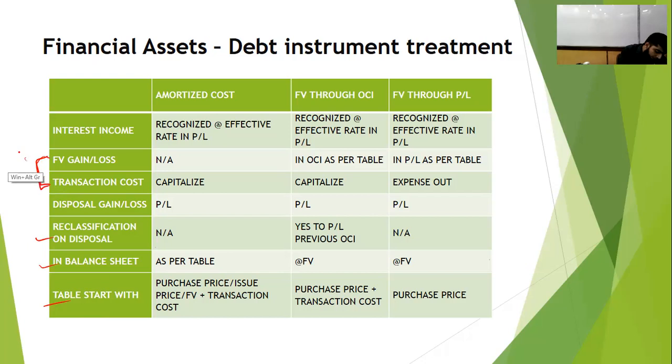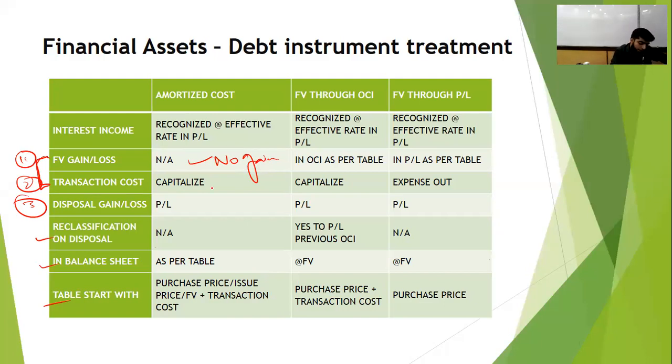That is, number one, fair value gain or loss; number two, transaction cost; and number three, disposal gain or loss. That is where we are going to record these. If you are following amortized cost, there will be no fair value gain or loss. Why? Because we do not measure the investment at market value. And if we are not measuring the investment at fair value, there will be no gain and no loss. So in amortized cost, there will be no gain or loss.